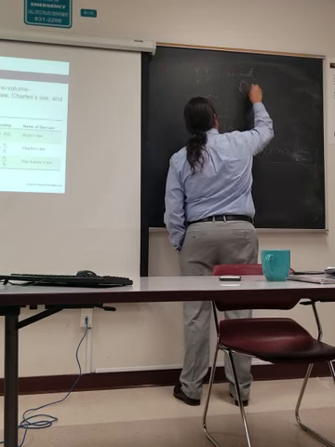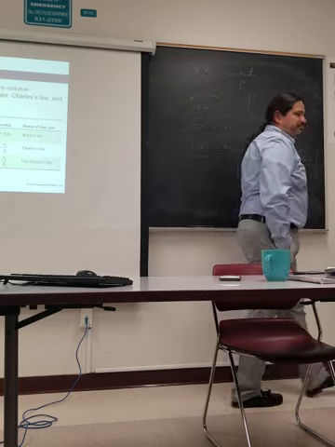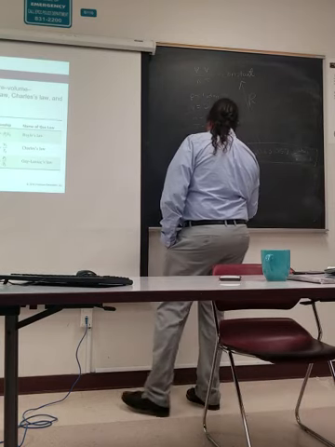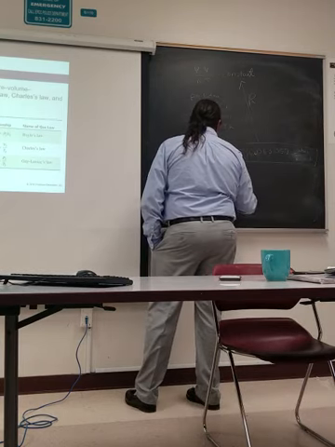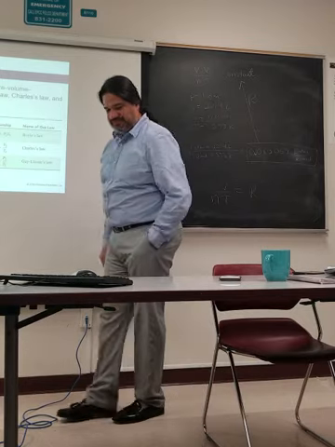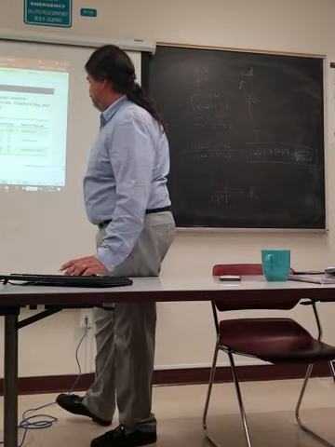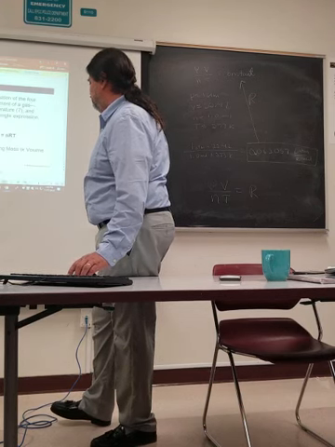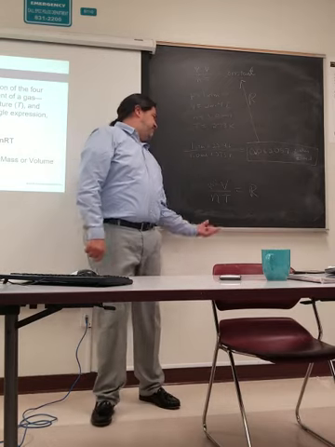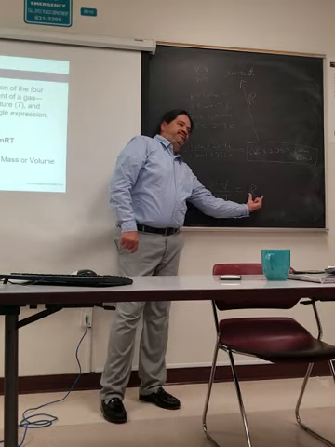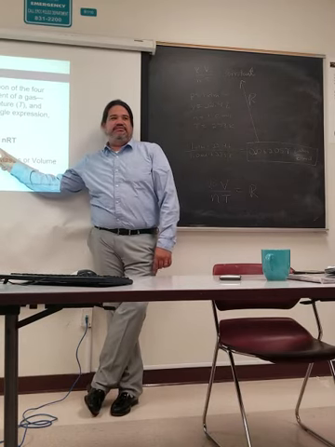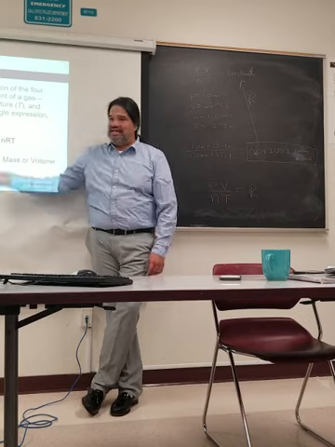We're going to use the letter R to indicate that constant. So PV over nT is equal to R. Send n and T over to the other side, and we end up with this equation: PV equals nRT. And we call this equation the ideal gas law.